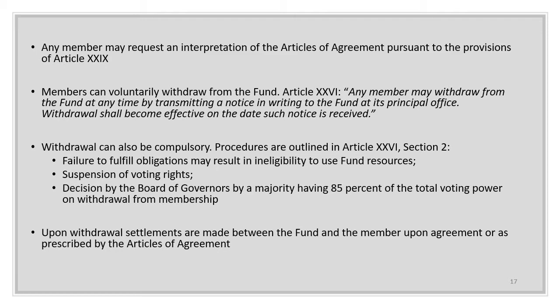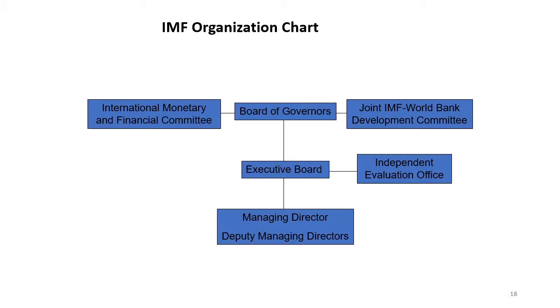And so, looking at the IMF organization chart in this slide, we see the International Monetary and Finance Committee, the Board of Governors, the Joint IMF World Bank Development Committee, the Executive Board, the Independent Evaluation Office, and the Managing Director and Deputy Managing Directors. So going in then to the Board of Governors, this is the highest policy-making body of the IMF.